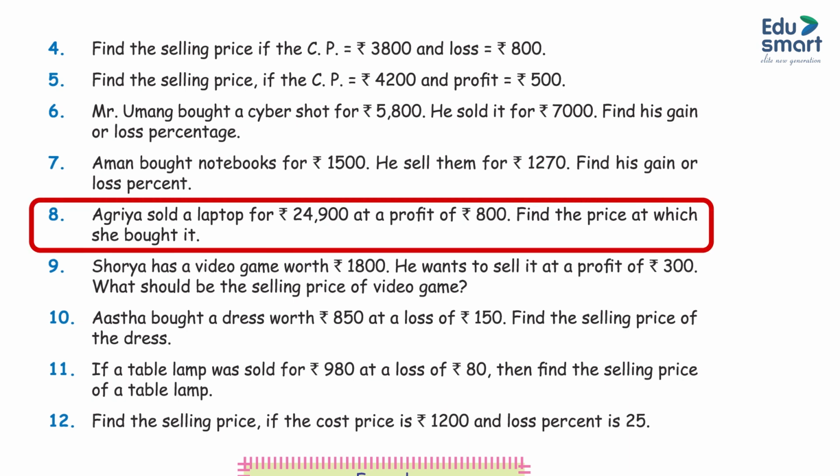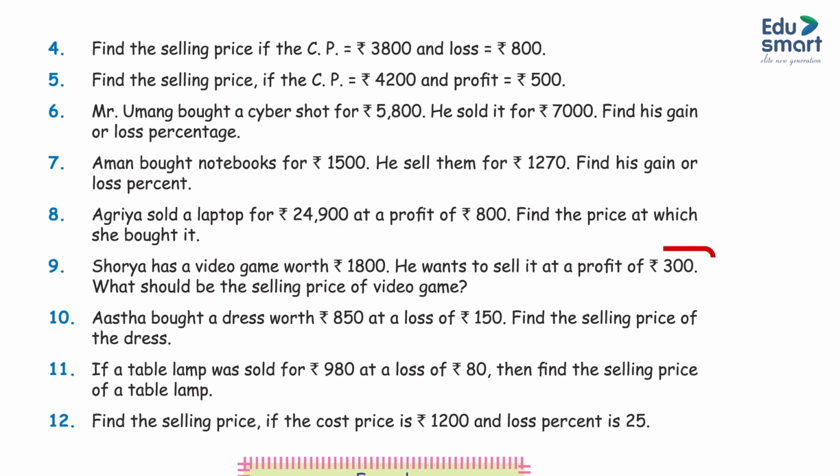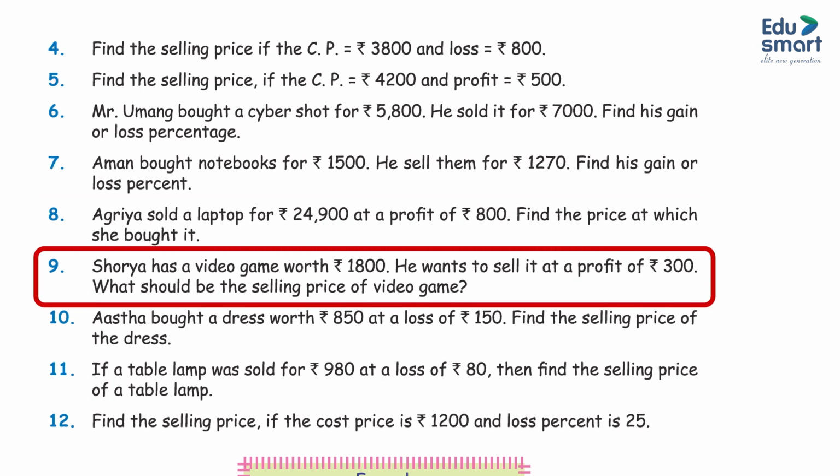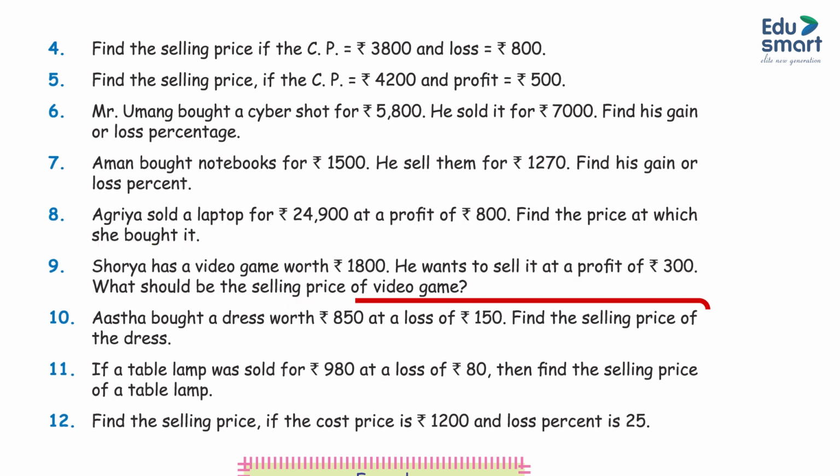Question 8. Agriya sold a laptop for rupees 24,900 at a profit of rupees 800. Find the price at which she bought it. Answer: 24,100. Question 9. Shaurya has a video game worth rupees 1,800. He wants to sell it at a profit of rupees 300. What should be the selling price of the video game? Answer: 2,100.